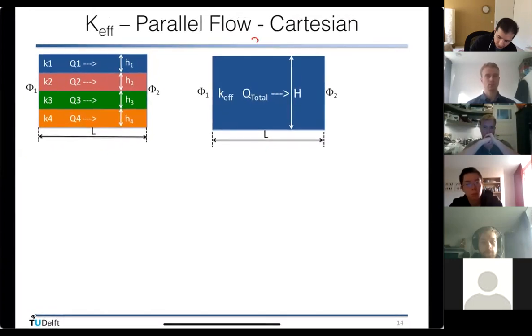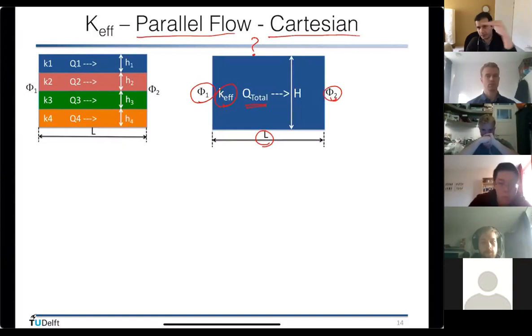My question is this. How can I find an effective permeability for the entire medium, which would give me the same total Q if I would impose phi1 and phi2 across the same length of that block? What would be the effective permeability that could represent this layered system? Remember, we are in Cartesian system and flow is parallel to the layered system. So we have flow which is parallel to the layering configurations.